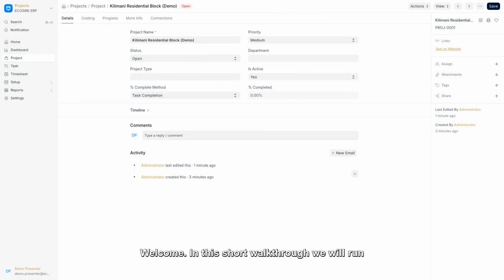Welcome. In this short walkthrough, we will run a construction project from start to finish, entirely inside ERP Next. This screen is the project itself, our central hub for the whole job. This is the Kilimani residential block, a small apartment block we are building in Nairobi for our client, Kilimani Heights Developers. Everything the site does hangs off a few numbers we set right here.